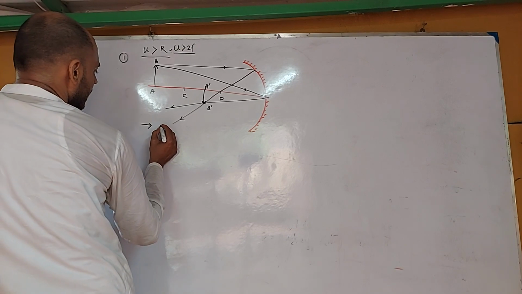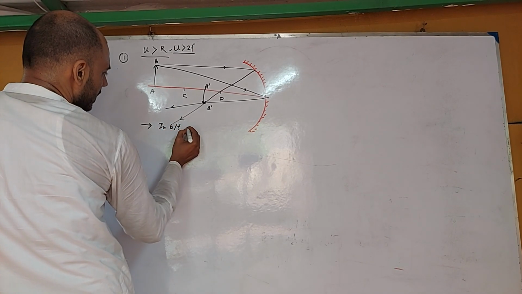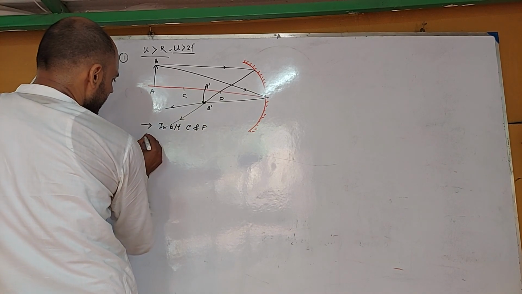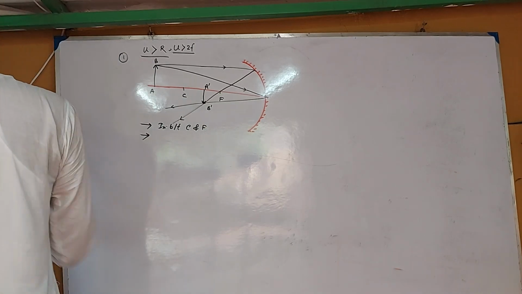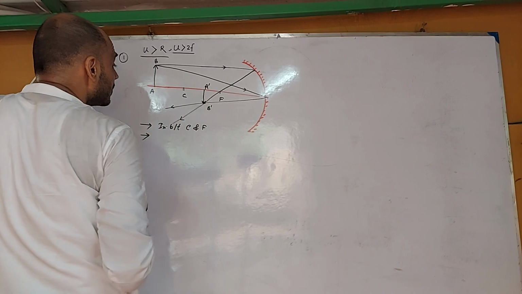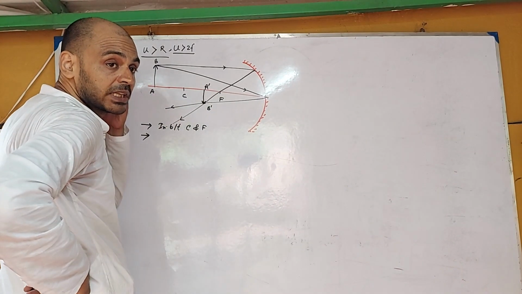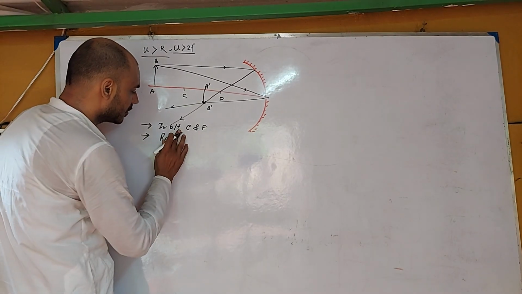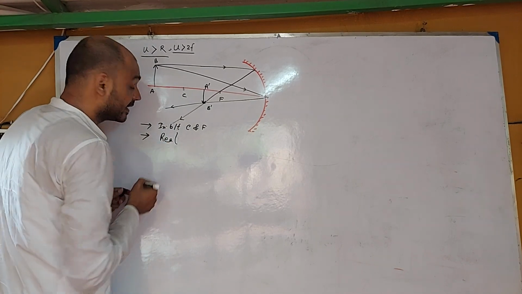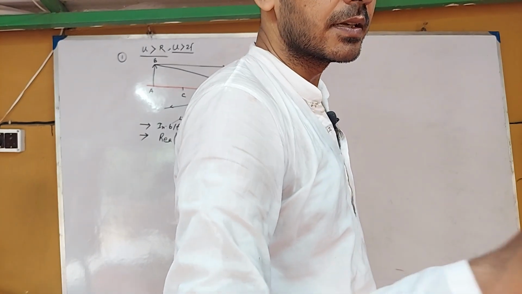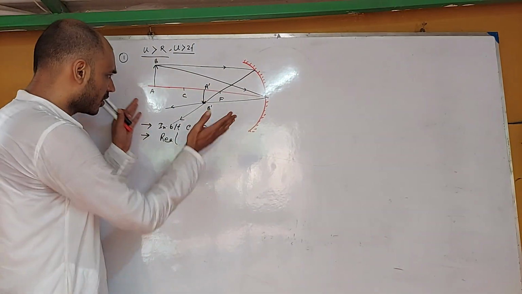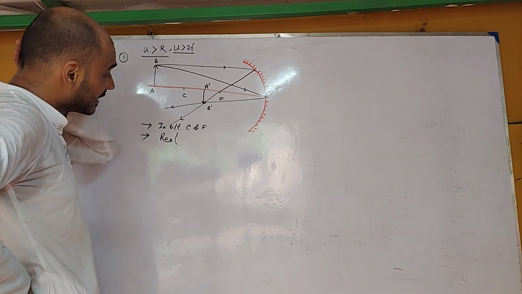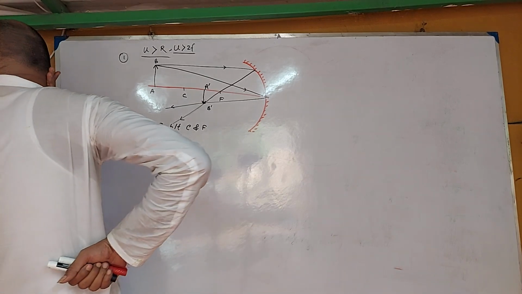Okay, so this is our first case where image is formed in between C and F, okay. Now this image is real or virtual? The nature of the image is real, because these two rays directly intersect. It is formed in front of the mirror, or these rays directly meet at the B dash point. That's why the image is real.